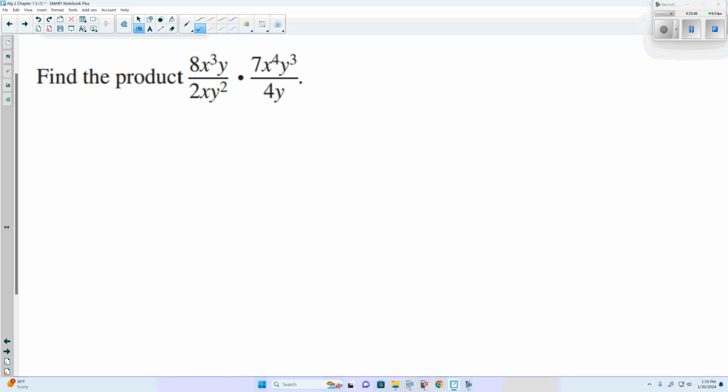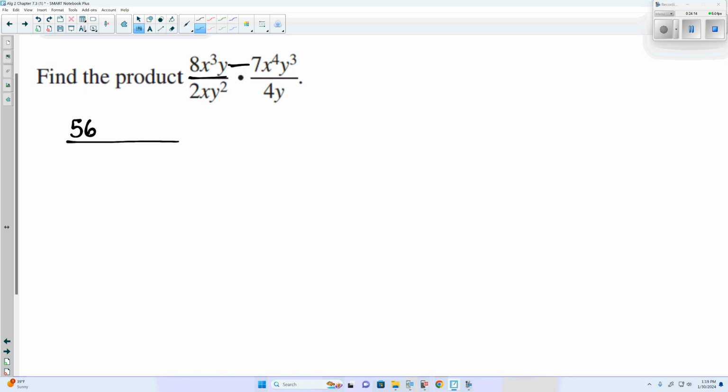So if we multiply two rational expressions, here 8x cubed y over 2x y squared times 7x to the fourth y to the third over 4y, we can multiply the numbers first, going straight across. We're going to multiply these here. So our 8 times 7 is 56.